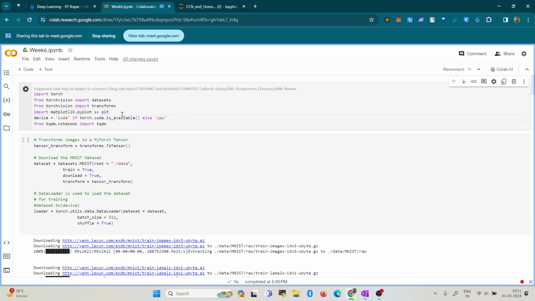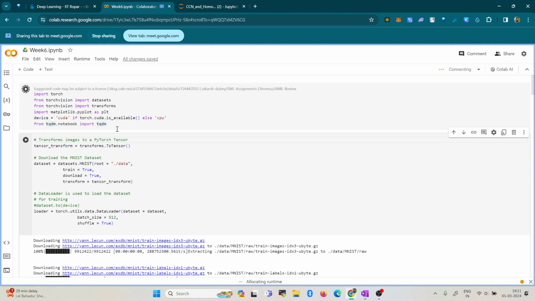I also want to use the GPU capabilities that are available on Google Colab. So I'm defining something as device. Device will have value CUDA if GPU is available on my device. If it is not available, it will go with CPU. And the last library that I'm importing is the TQDM library. If you have done Python, you might be aware. What it is, I'll tell you later. This is a very simple thing. So I'm starting to run this code.